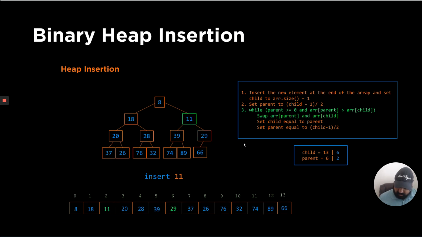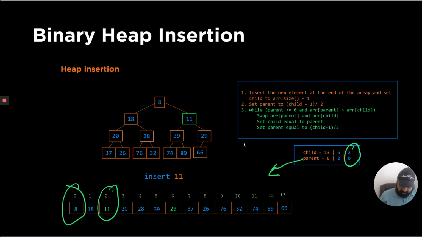So we are going to swap these two values, which is 11 and 29. We had a swap right here, also in our array. Next, we recalculate the values to 2 and 0 as I just stated. Now the child is pointing to the 2nd index, which is this new index, which is 11, and the parent will now be pointing to the 0th index, which is 8. So this is the child and this is the parent.